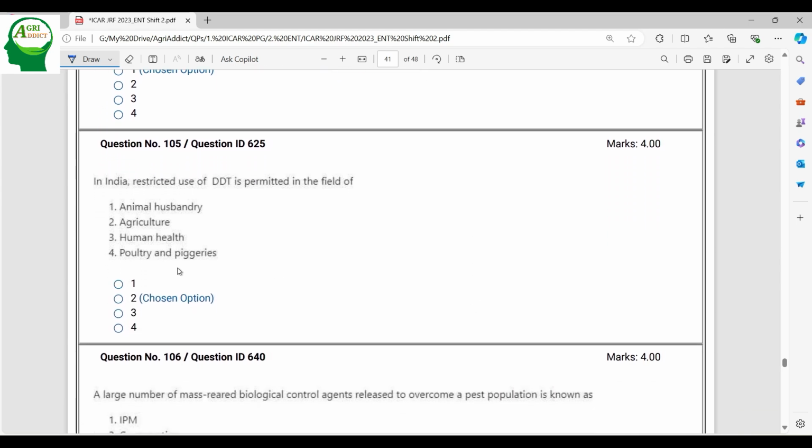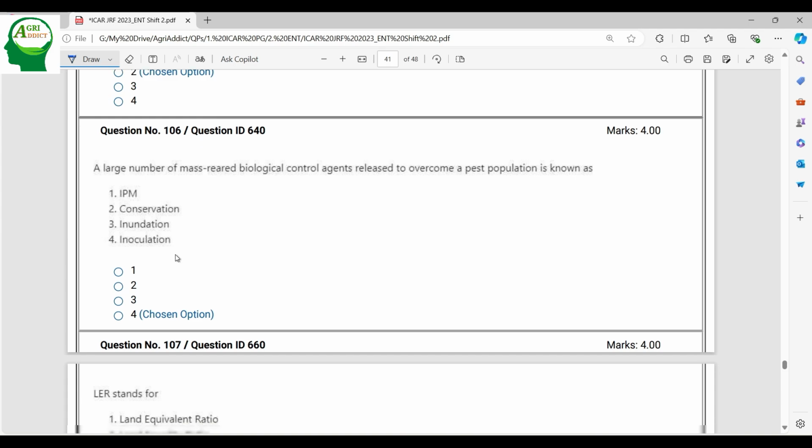In India, restricted use of DDT is permitted in the field of only human health or in medical entomology. Like for controlling the mosquito borne diseases and other things for human health purpose. Okay, not in agriculture. It is banned in agriculture.